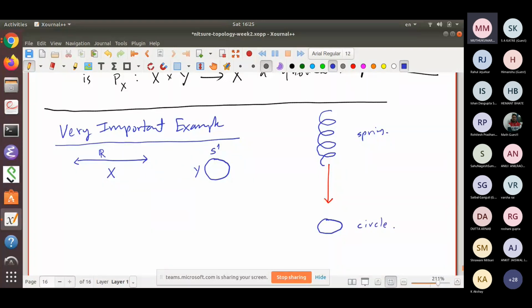So this spring is just a copy of R, and this spring is a copy of S. And so I have this map of the spring going to S1. So in other words, the line is winding around the circle. The line is a thread. It is winding around the circle.